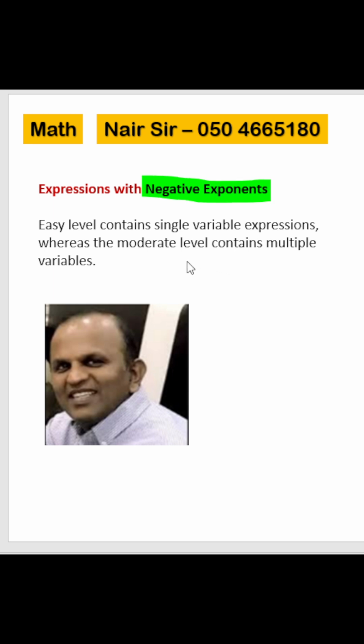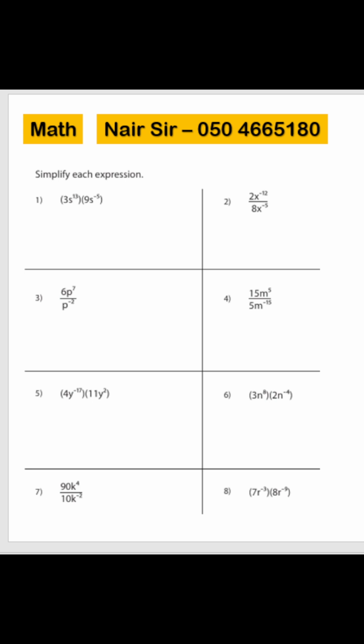There are two kinds of worksheet. One is an easy worksheet where a single variable is there, and the moderate worksheet has multiple variables. By this time you know what is meant by variables and everything. These are the kinds of questions that may come to you. There are different questions, multiplication and division.